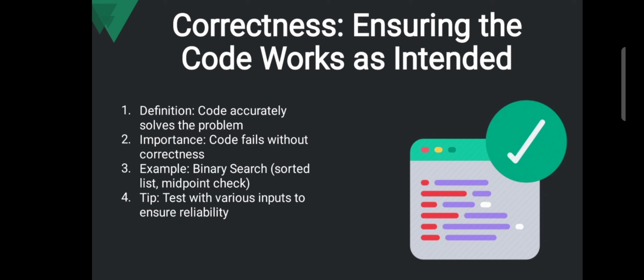Next, we have correctness, which is essential for code that does what it's supposed to do. A correct algorithm is one that works for all inputs, including edge cases. Let's take binary search as an example. Binary search finds an item in a sorted list by repeatedly dividing the search space in half, which gives it a time complexity of O(log n). However, this only works correctly if the list is sorted and all midpoints are calculated properly.